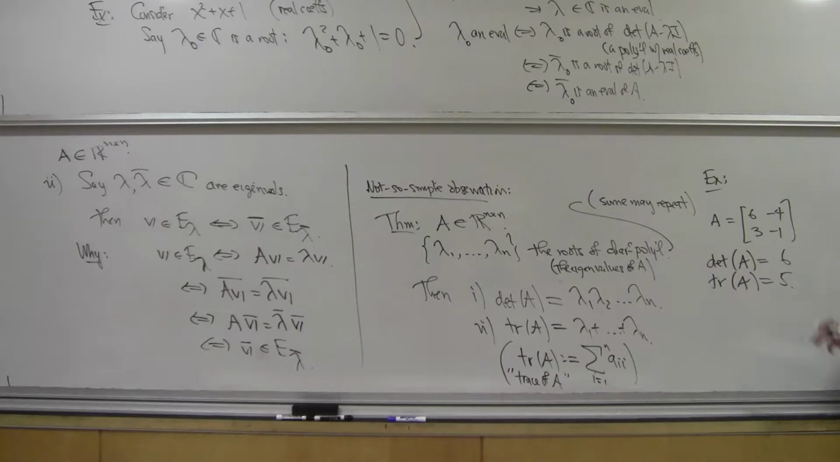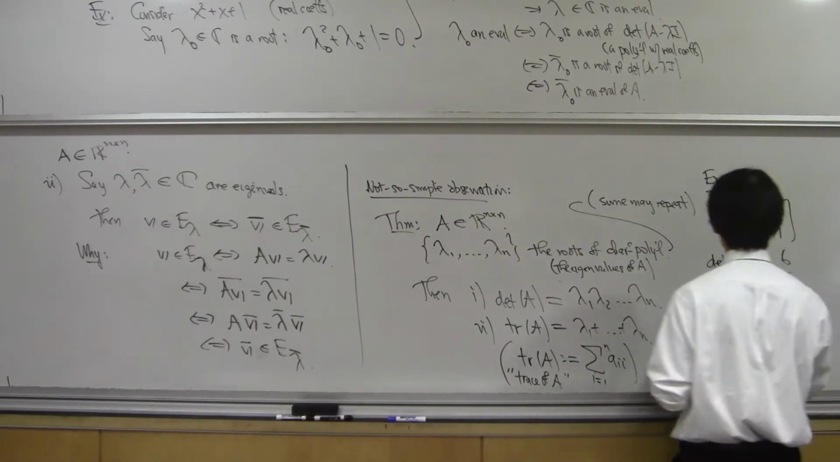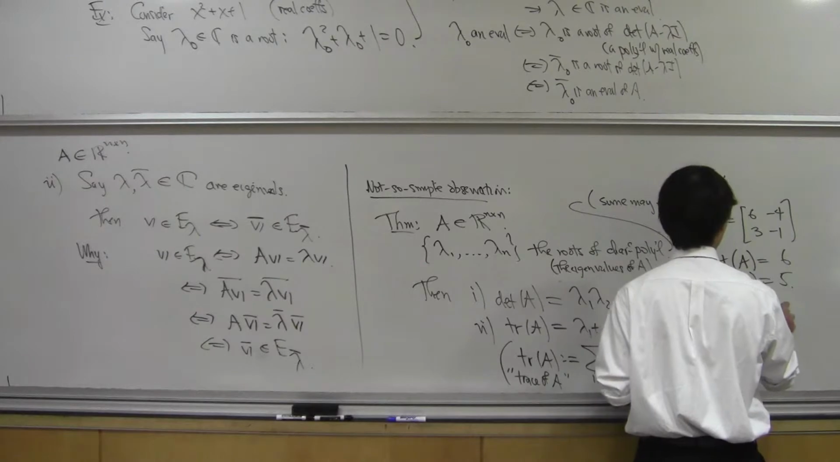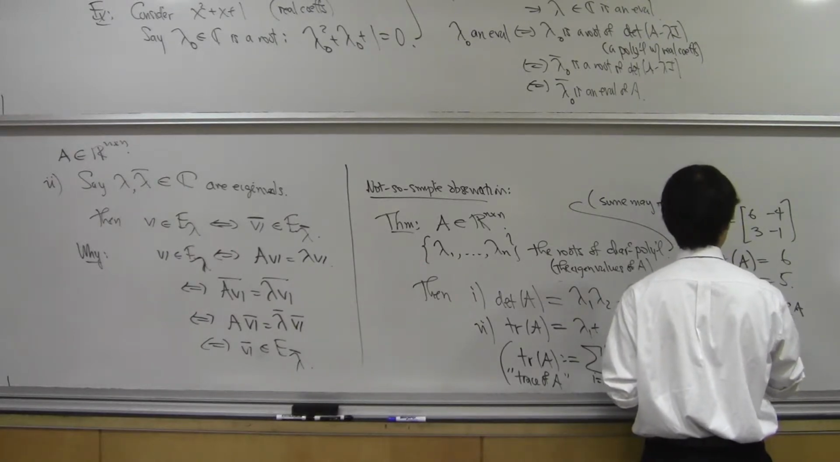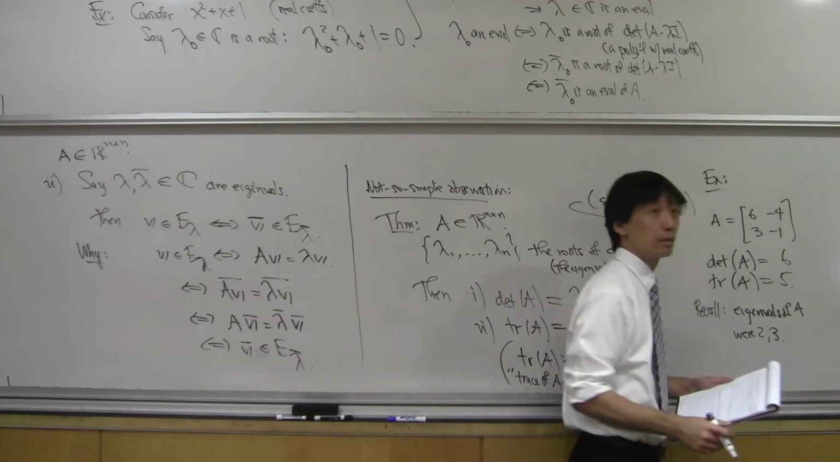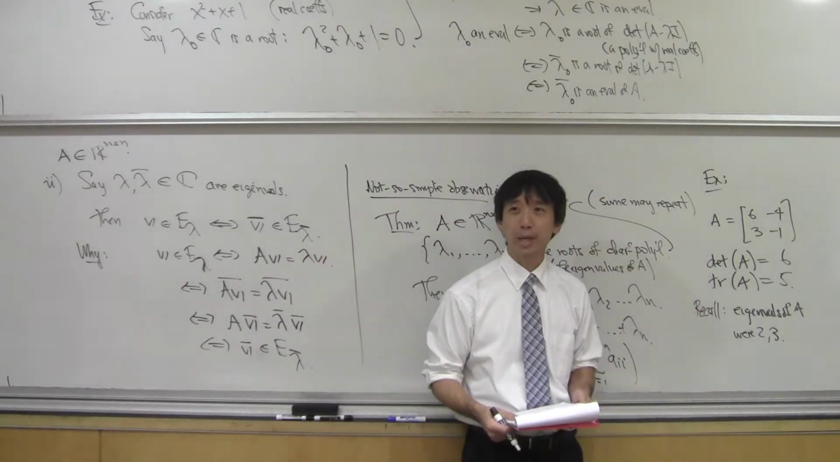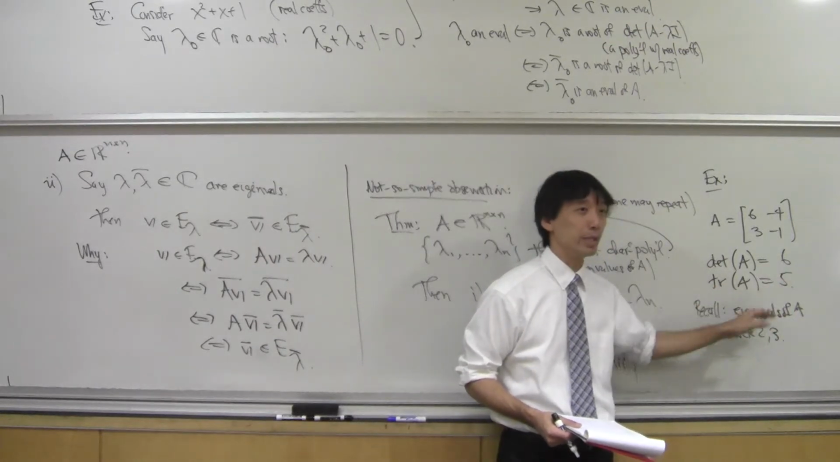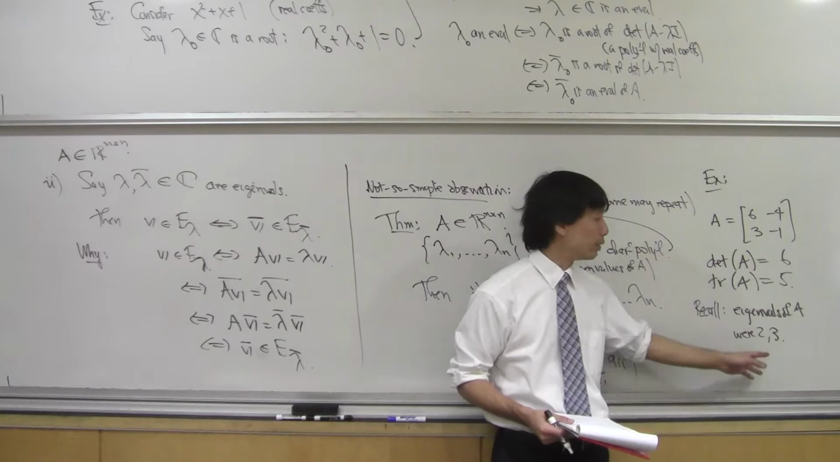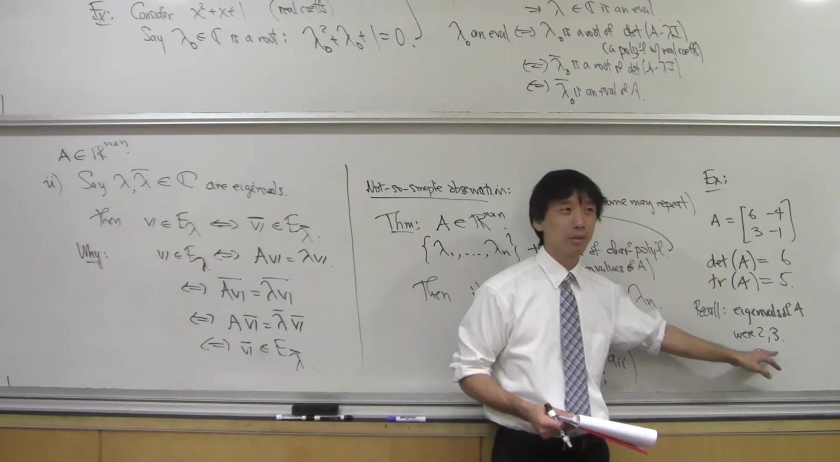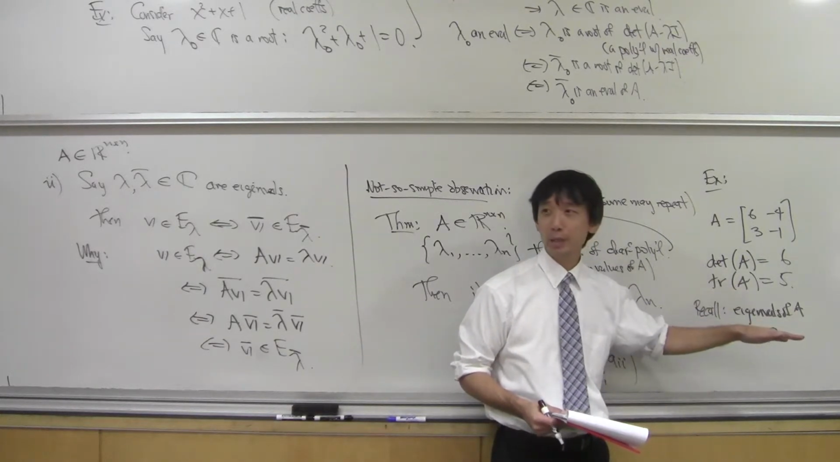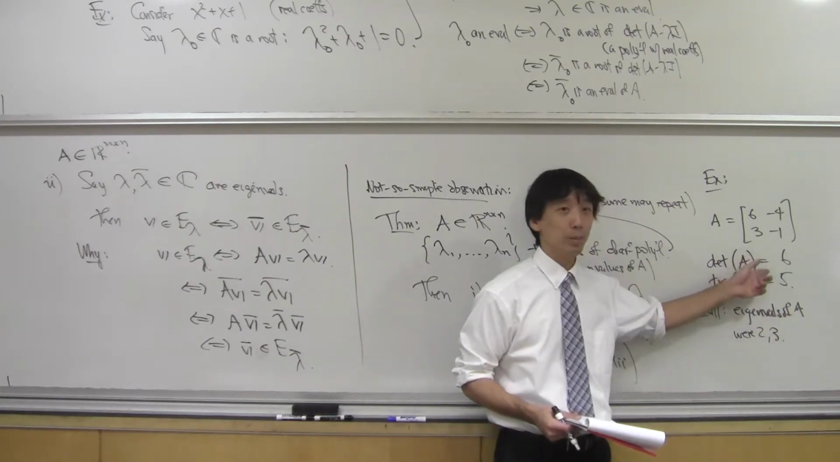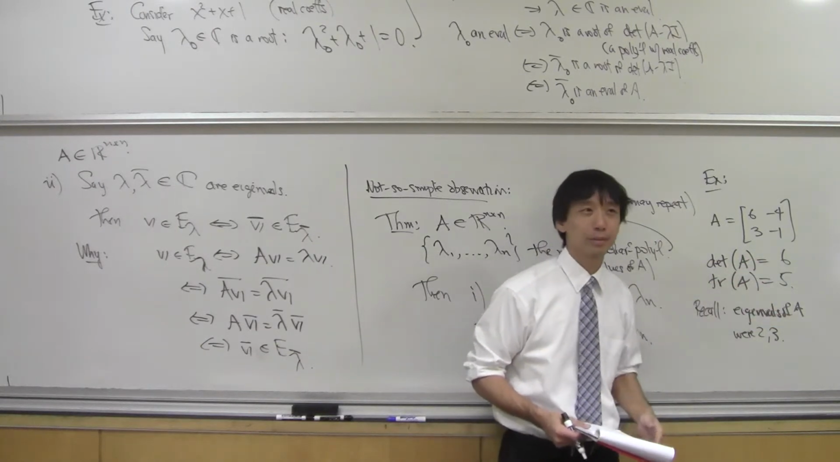But we did the eigenvalues of this the other day, right? Recall, the eigenvalues of A were 2 and 3. And you see that 2 times 3 is 6, the determinant, and 2 plus 3 is 5, the trace. That's not a coincidence. That's always going to happen. If you get the list of eigenvalues, then that gives you both the determinant and the trace of your matrix.